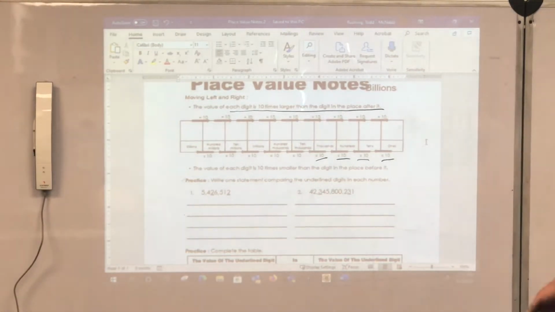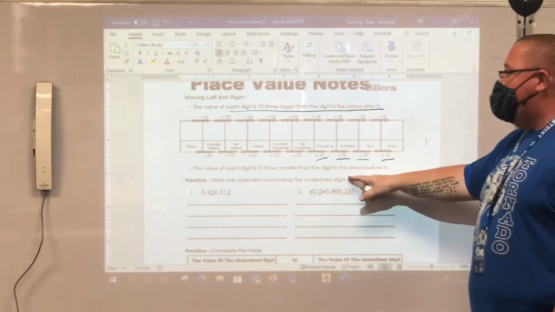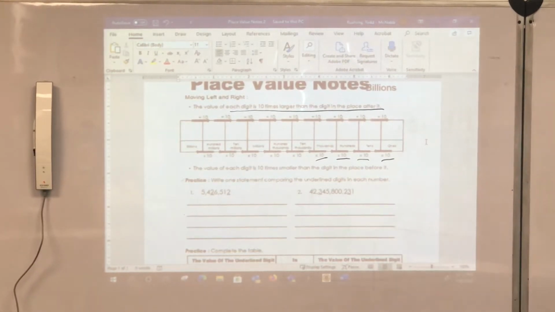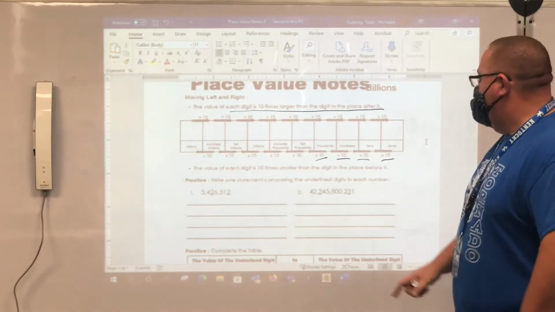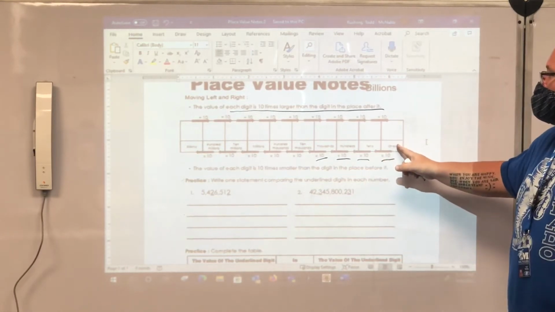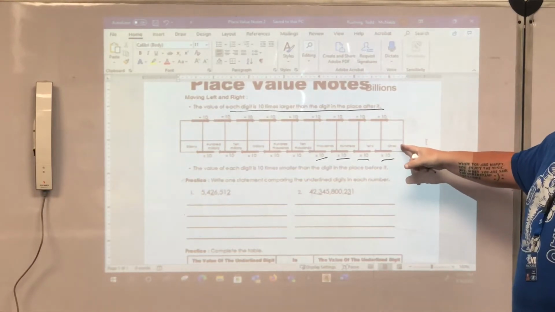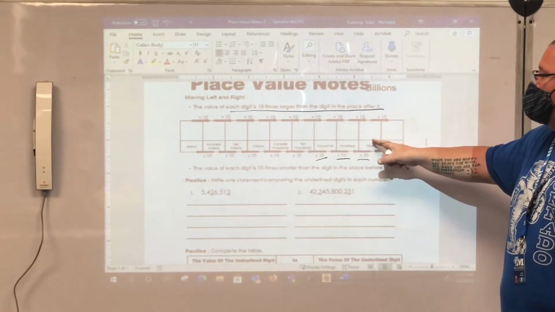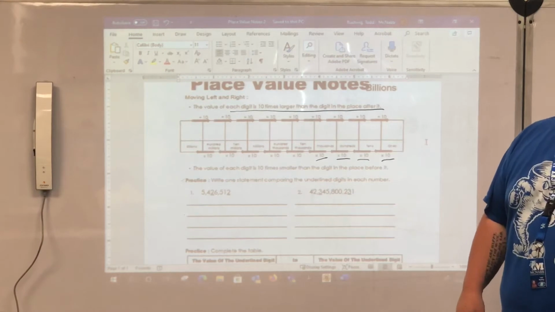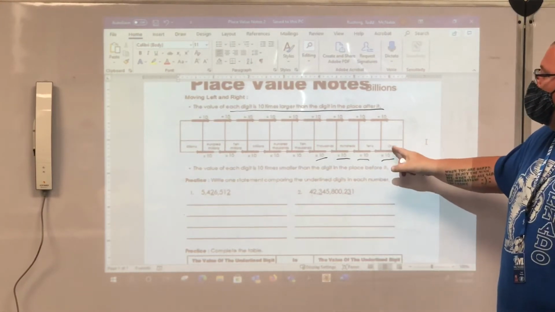If we're moving to the right, okay? If we're moving to the right, that says here the value of each digit is 10 times smaller than the digit in the place before it. Okay? So this number here is 10 times smaller than that there. Okay, it's 1/10. The ones is 1/10.